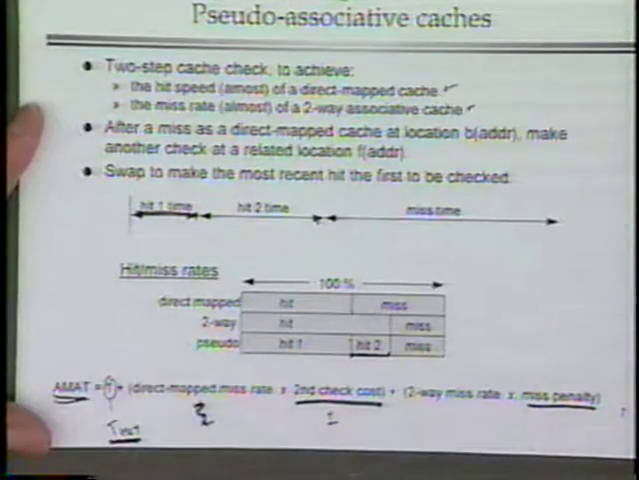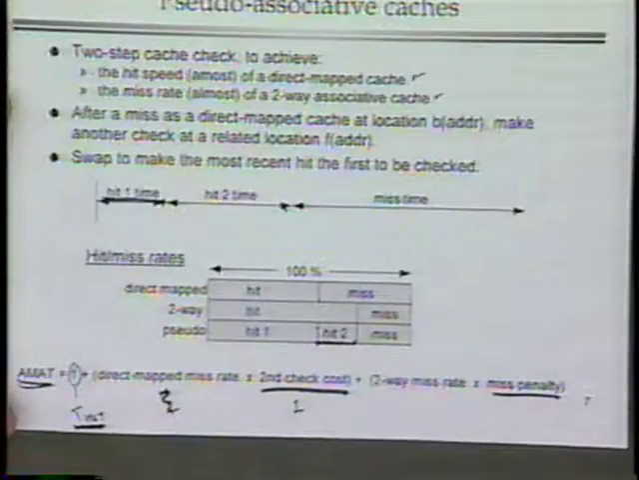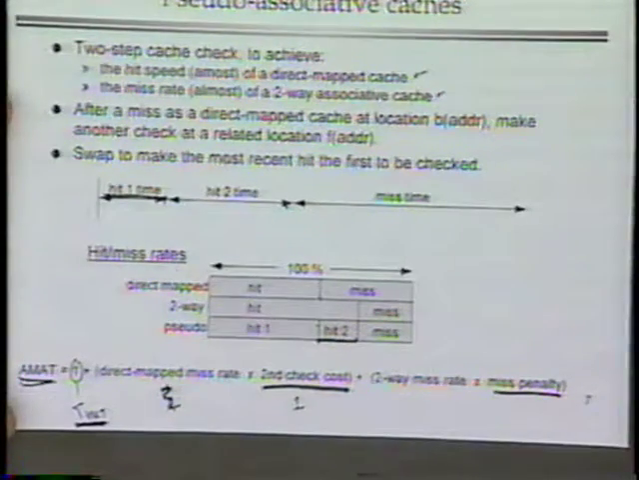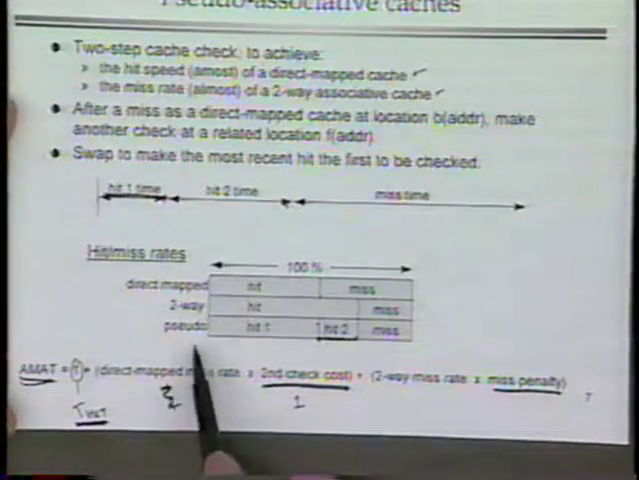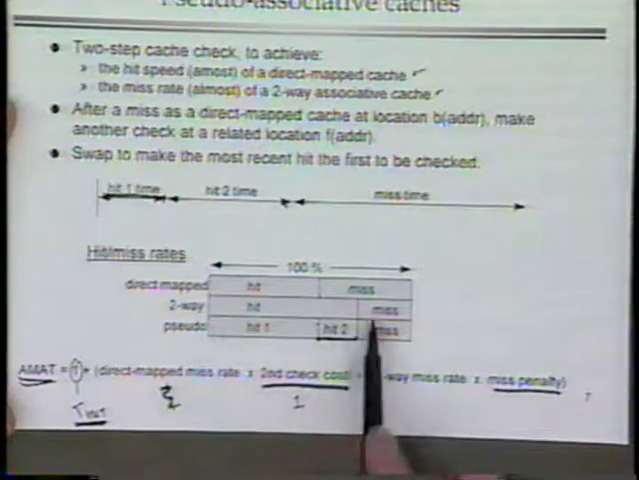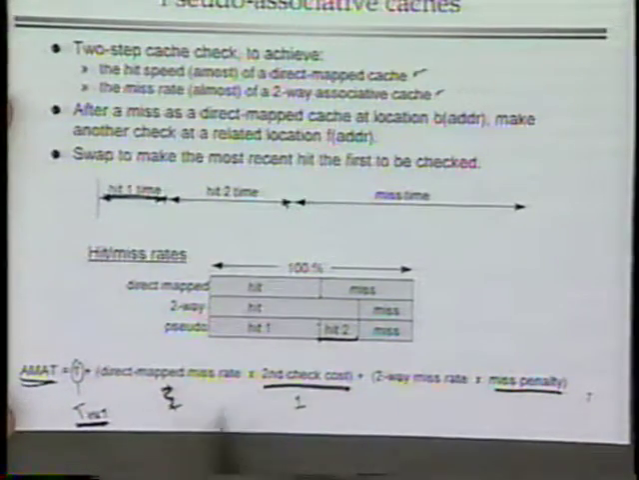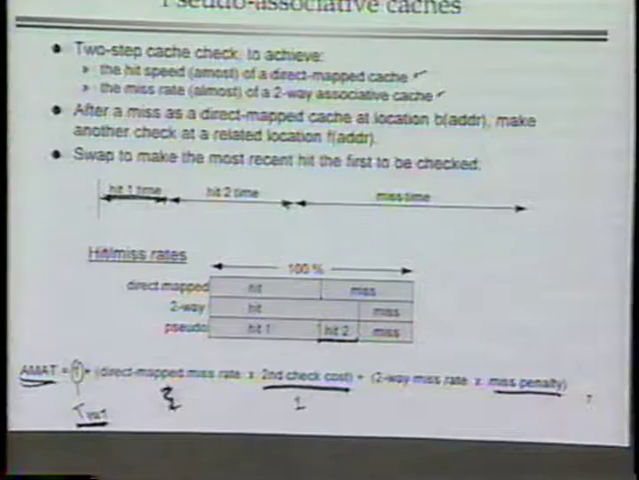So it's a kind of three-component equation for how long it takes you to do this. Now, this is assuming that, in fact, this pseudo-associative cache gives you the same miss rate overall that the two-way set associative cache would. A couple questions.